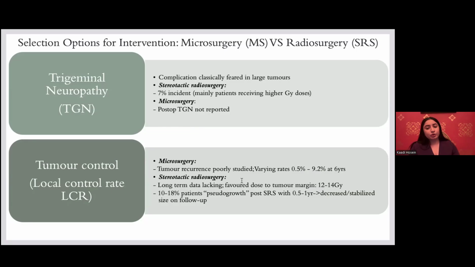Post-SRS tumor recurrence requiring treatment at 5 years was 4%, and further treatment post-SRS should be postponed until there's evidence of sustained growth. Surgery should also be avoided during the interval from 6 to 18 months post-SRS, because this is the time of maximum damage from the radiation.